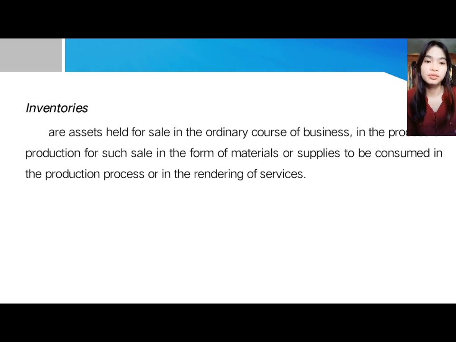Inventories are assets held for sale in the ordinary course of business, in the process of production for such sale, in the form of materials or supplies to be consumed in the production process or in the rendering of services. So the inventories standard contains the requirements on how to account for most types of inventory. The standard requires inventories to be measured at the lower of cost and net realizable value and outlines acceptable methods of determining cost, including specific identification. We have FIFO, or first in first out, and the weighted average method.